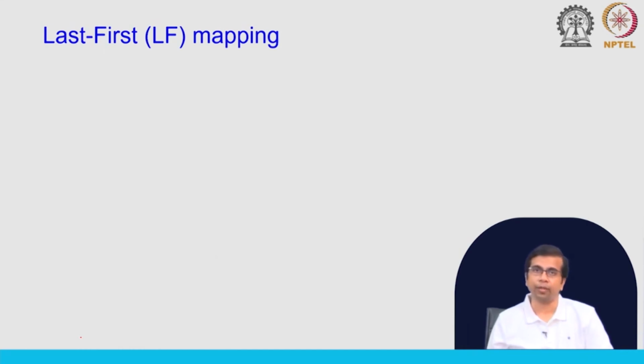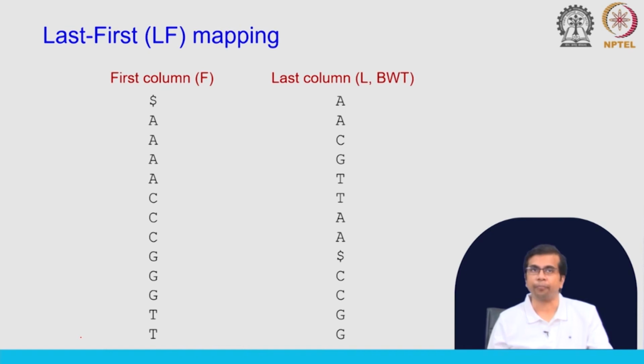Okay. So, this property of BWT is very useful, and we can utilize this property to do the read mapping. Okay. So, what do I mean by this last first mapping? Here is the first column, which I have written as F, and the last column is written as L, which is also the Burrows-Wheeler transform or BWT.